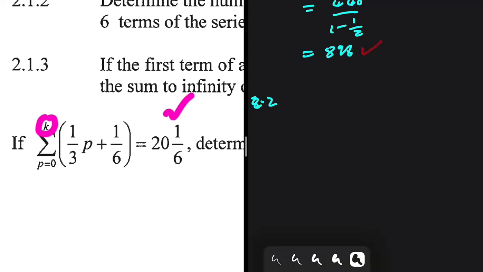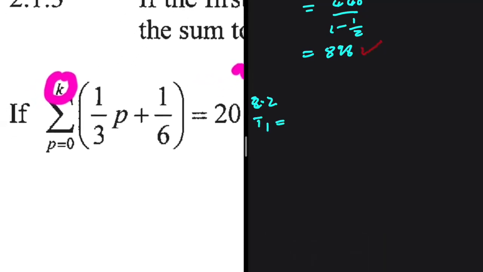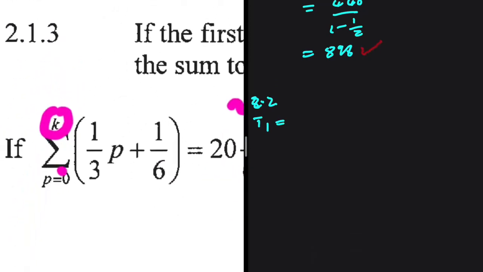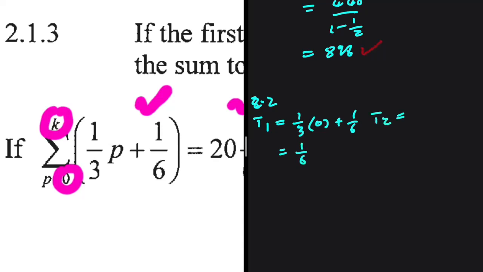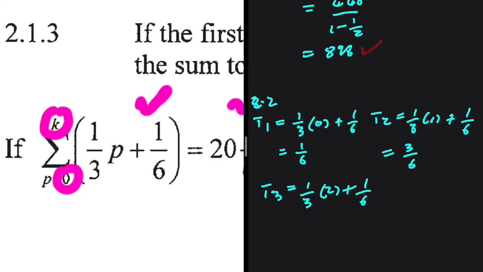Okay, so let's go ahead and find the terms of our series. T1 will be equals to, so we substitute in P into this equation. T1 will be equals to 1 divided by 3. P is starting from 0 plus 1 divided by 6. This is just 1 divided by 6, right? And then T2 on the other end, 1 divided by 3 multiplied by 1 plus 1 divided by 6. This is 3 divided by 6. And then T3 will be equals to 1 divided by 3 multiplied by 2 plus 1 divided by 6. This is 5 divided by 6.